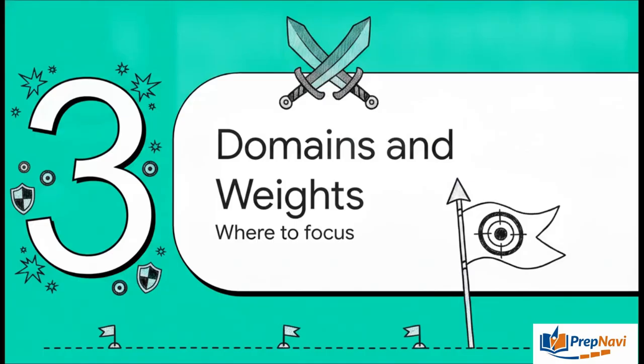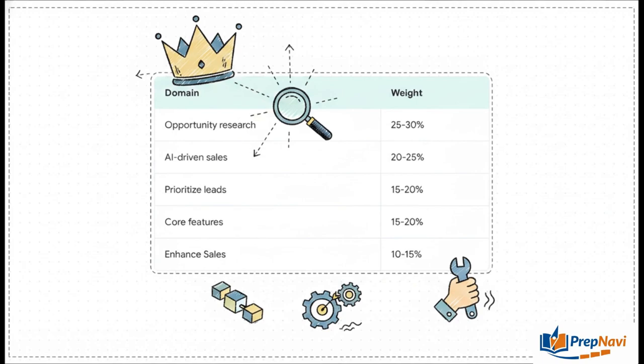All right, that brings us to the main event, Section 3, Core Domains and Weights. This right here is the actual battlefield where you should be allocating the vast majority of your study time. So the exam is sliced up into 5 core skill areas, or domains, and these percentages tell us exactly where Microsoft places the most value.